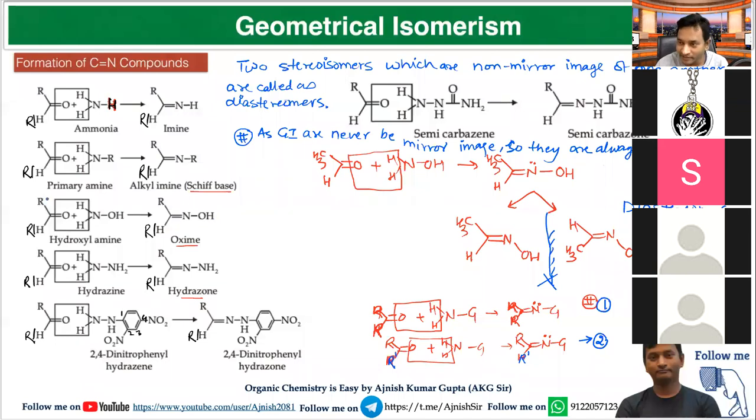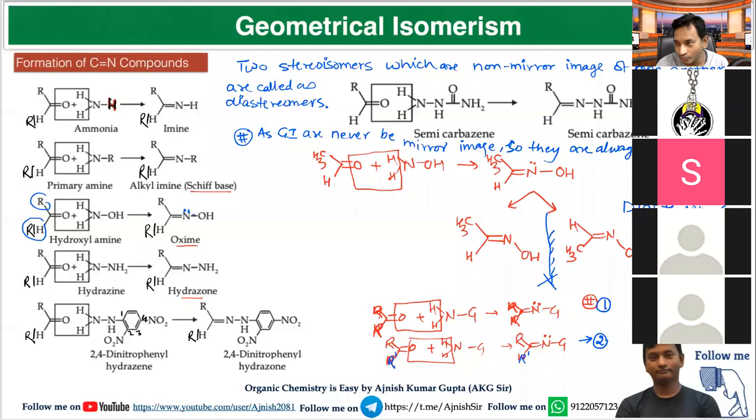It means if this particular group and this particular group are different, in that case the compound that will show GI. Is it clear? If these two parts are different, in that case only the compounds which are formed will show GI because they are unsymmetrical.